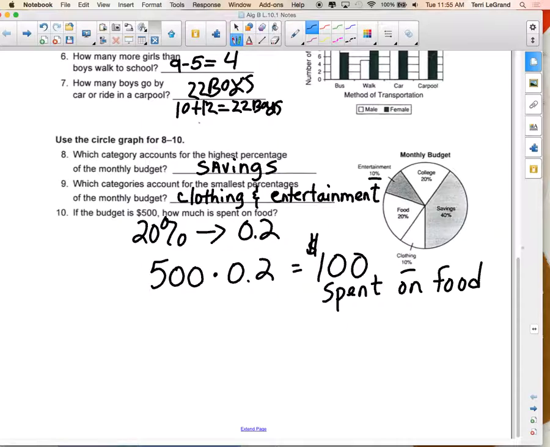Okay. If 20% is $100, without doing any calculations, how much money is budgeted for entertainment? 50. Why is it 50? Because 10 is half of 20. Yeah, so then half of 100 is 50, right? So $50 on entertainment, $50 on what else? Clothing. Yes.